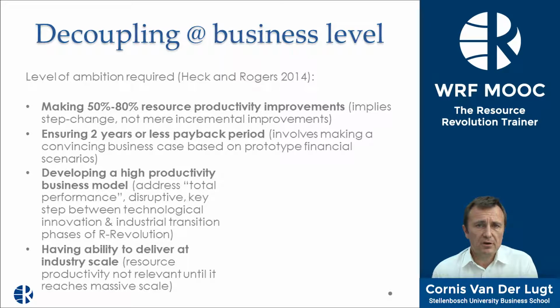The fourth level of ambition or characteristic of a winning solution identified by the authors is the need to deliver at industry scale. The argument is that resource productivity really only makes a difference once it is introduced at massive scale. And this is demanding. A common rule of thumb is that a tenfold increase in scale in production brings with it a factor 100 increase in complexity.